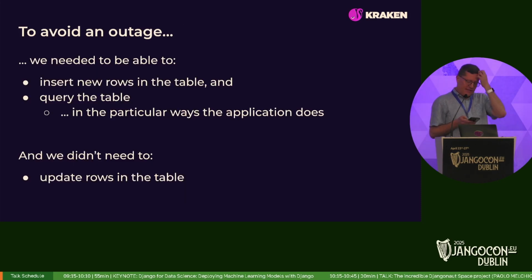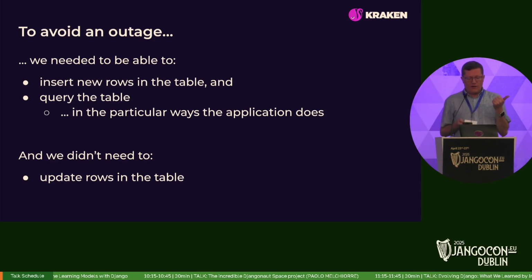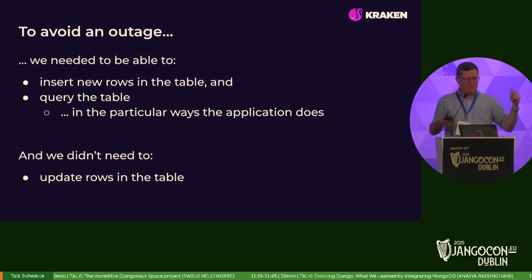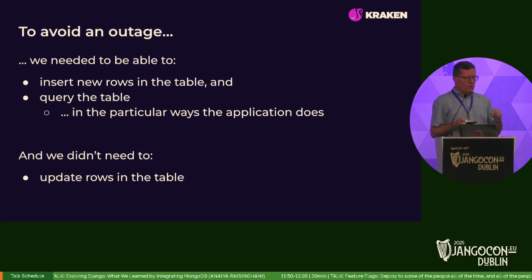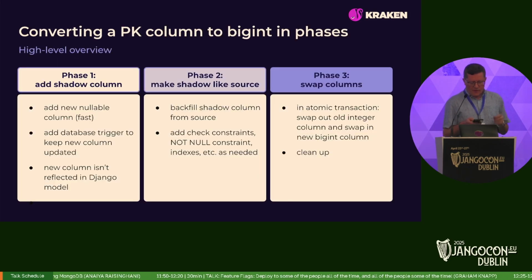Let's take a step back for a second. To avoid an outage, we needed to be able to, for this particular table, insert new rows in the table and query the table in the particular ways that the application used that table. And we didn't need to update rows in the table because the application didn't. I'm mentioning this here because different tables are queried in different ways, and that's going to turn out to be important. Here's the 3-phase procedure for converting a primary key column I showed in the talk. The problematic backfilling step happens in phase 2.